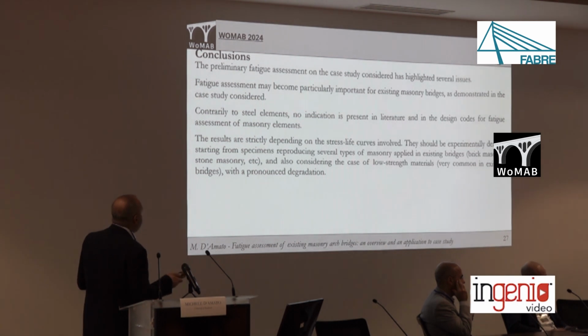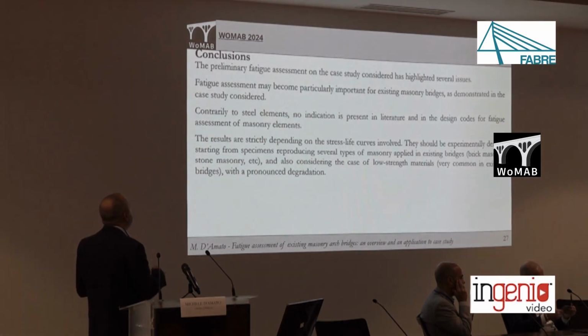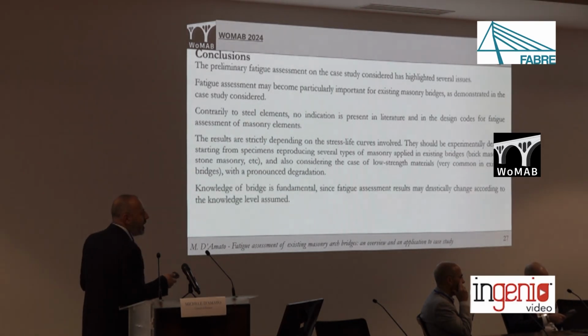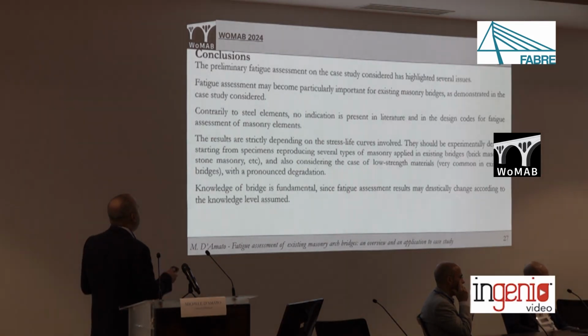They should be experimental, derived starting from specimens reproducing several types of masonry, for instance brick masonry or stone masonry, including as well low-strength materials and pronounced degradation. That is really common in the case of existing bridges still in service. Of course, the knowledge of the bridge is fundamental. As we have seen, when changing the knowledge level, the results drastically change, so there is something to be checked again.